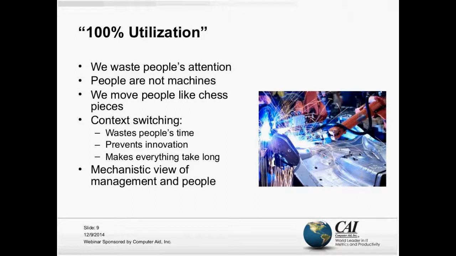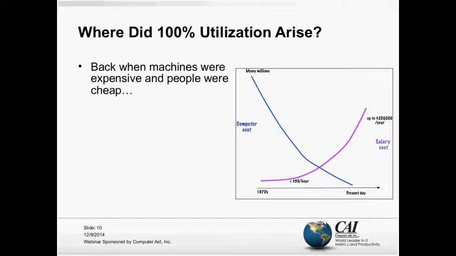So, because my boss had never considered how much time it would take for me to move from Project A to Project B. When we try and do this, we actually don't have time for innovation. When we try and utilize people like machines, like robots, we prevent innovation from happening in the organization. And all of that context switching makes everything take so much longer. So we don't want to do this, aside from the fact it's a mechanistic view of management and people. So I wanted to talk a little bit about where 100% utilization arose? Let me take a little drink of water here.